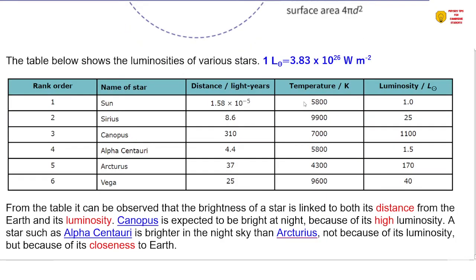Now this table shows a summary of luminosities of various stars. Starting with our own star, the Sun, which is closest to us, its luminosity is just given the symbol 1.0. Now 1 of this unit of luminosity is equal to 3.83 times 10 to the power of 26 watts per square meter.